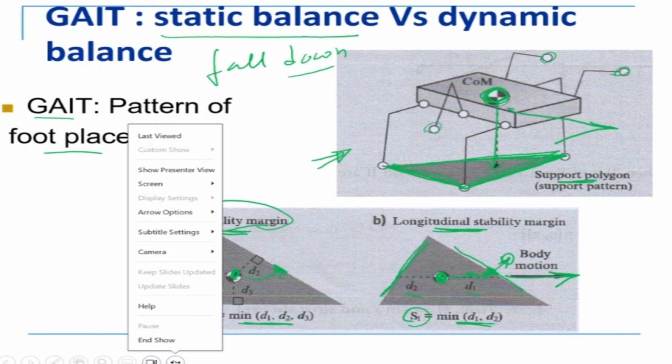Now, today we'll stop here. Today we looked at the very basic concept of gait, how stable it is, and how close the projection of center of mass is from any boundary. We'll stop here today and continue in the next class.